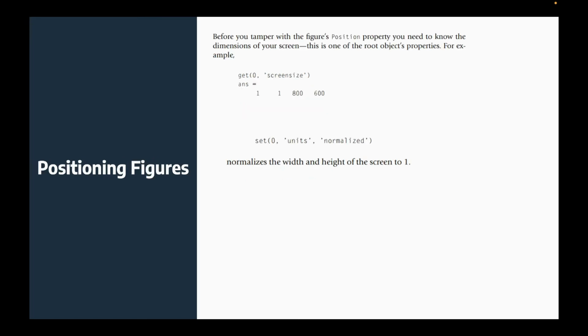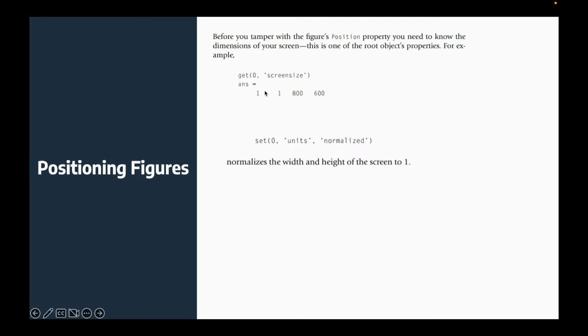Okay, move on. Positioning figures. Now, when you run your plot X and Y, the figures show up wherever, right? Sometimes to the right, sometimes left, sometimes centered. You can control where the graph will show on the screen. It's up to you. How do you do that?